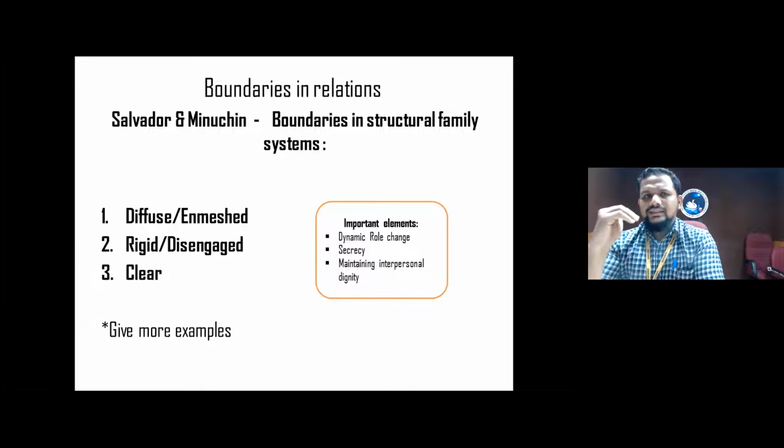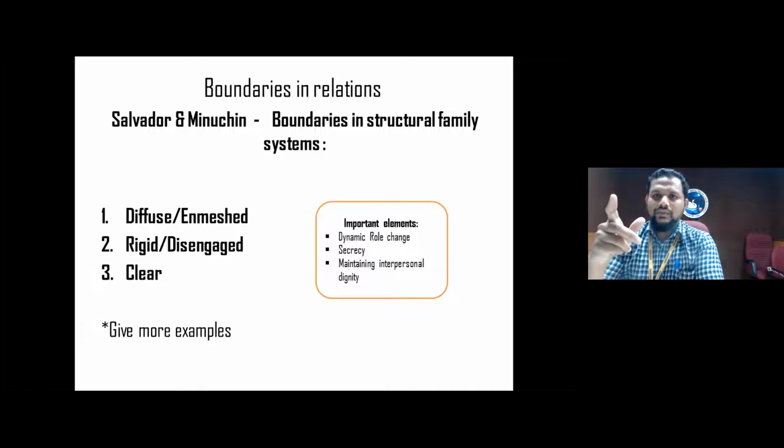And the second is rigid or disengaged. People will maintain lots of secrecy. They won't share some things with the nearby people, their spouse or blood relations, siblings, and all. And the third one is a professional type, a clear boundary. For example, you are meeting with your professors or your superior colleagues. You know what to speak, what not to speak. You know what to ask, what not to ask. So I can't say that this boundary is good, this boundary is bad. Rather, it is different. So where to maintain which boundary?